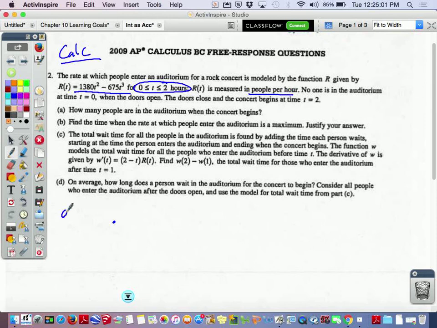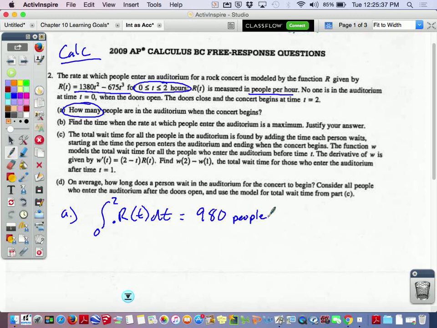Our first question says how many, so that's one of those key words that we talked about in the review: how many people are in the auditorium when the concert begins. So we want to know a total accumulation of that rate. So we're going to do the integral from 0 to 2 of r of t dt. And since it's a calculator question, we're going to have the calculator do the work for us. And the number we end up getting is 980 people.